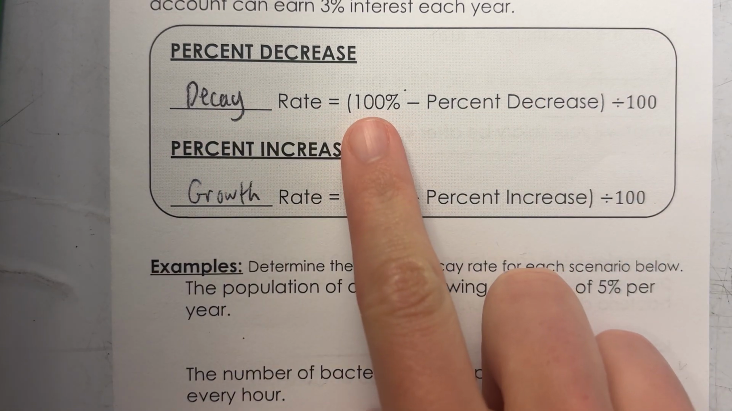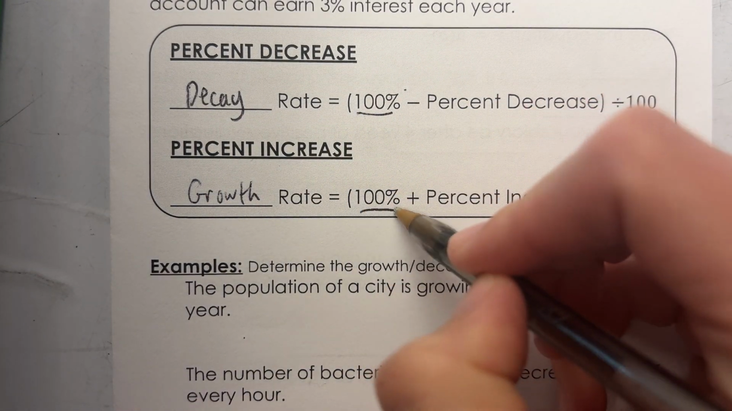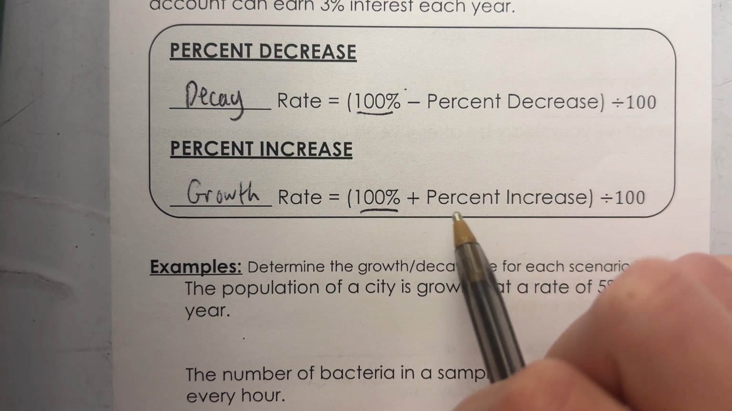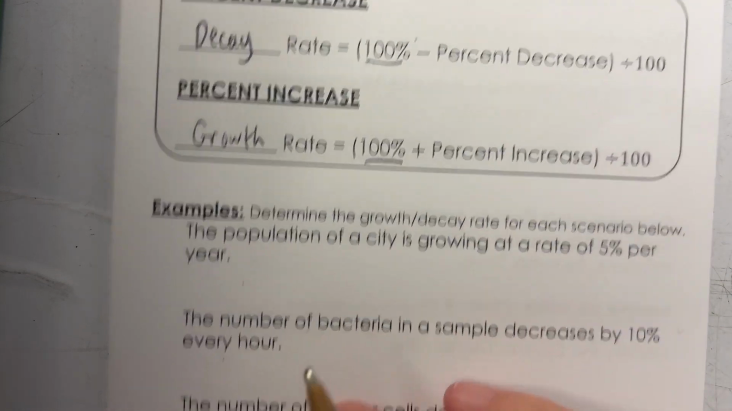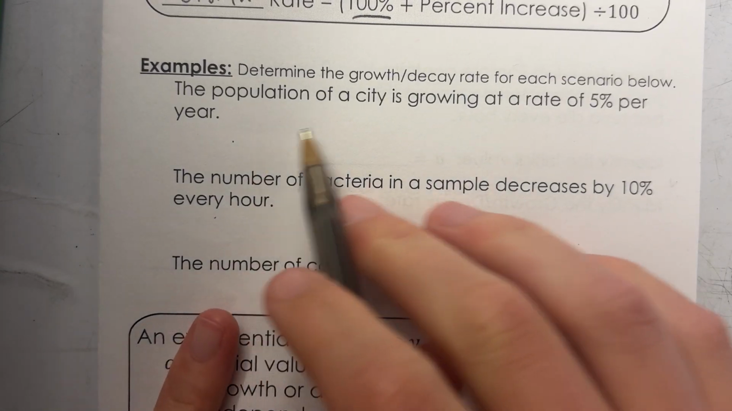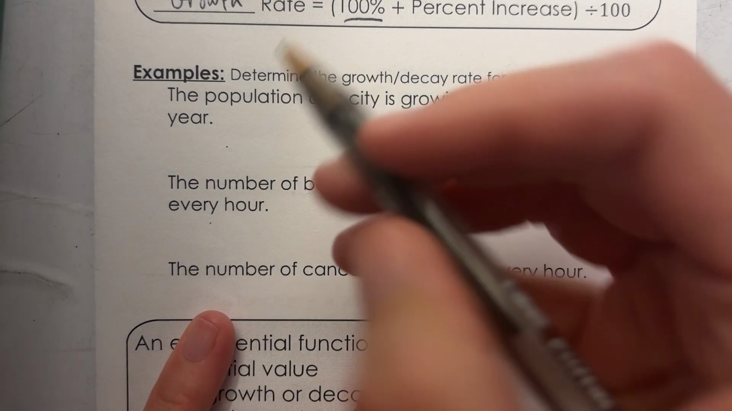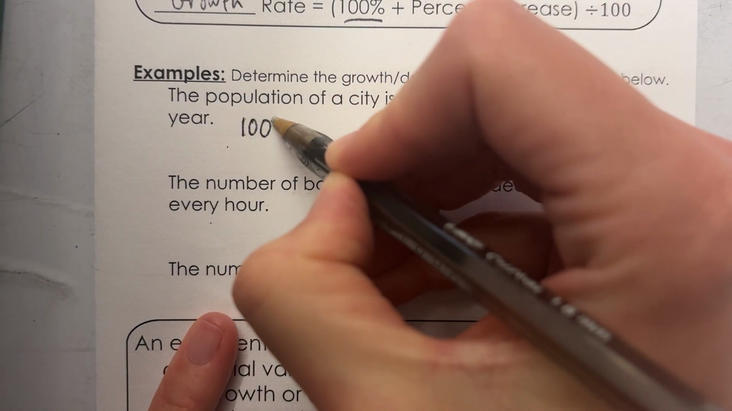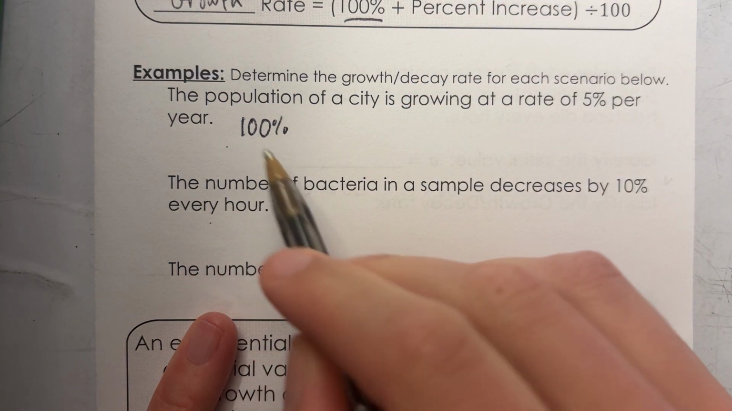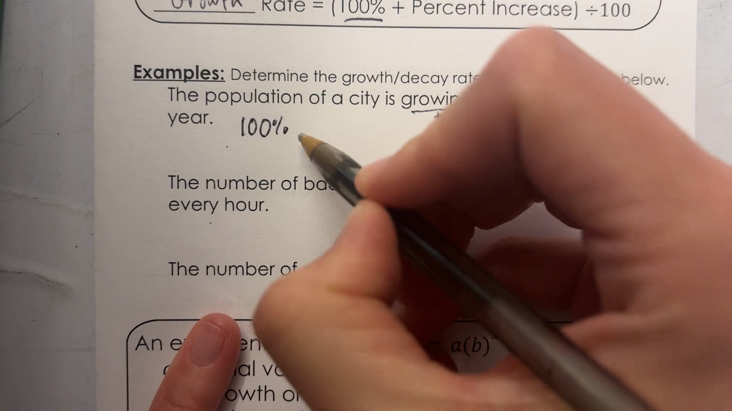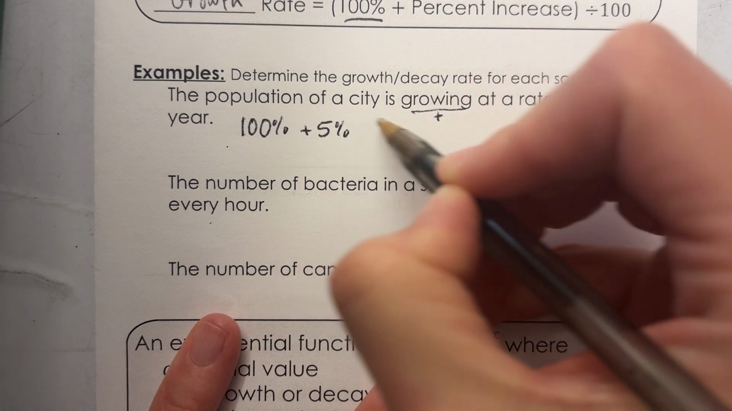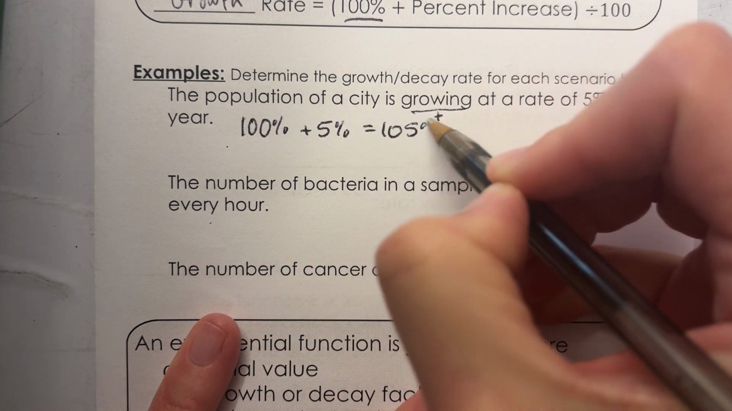Remember, I'm always starting with 100%, and then I'm either subtracting a percentage or adding a percentage, and then I'm changing it to a decimal by dividing by 100. Here's an example. The population of a city is growing at a rate of 5% per year. I'm always starting with 100%. Whatever the population of the city is, it's 100% of the population. Now, it's growing, so I'm going to add. I'm adding 5%. This becomes 105%.